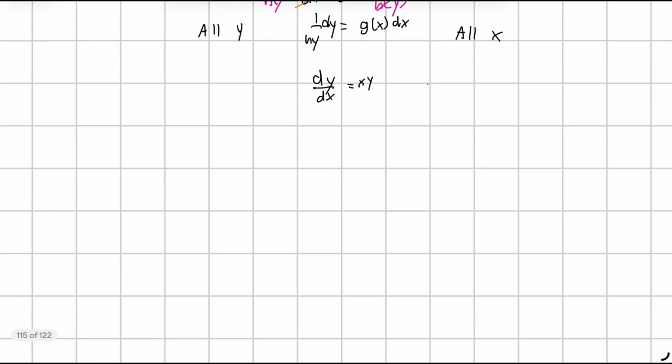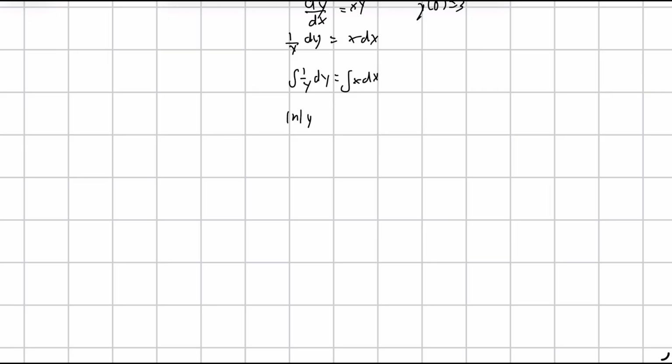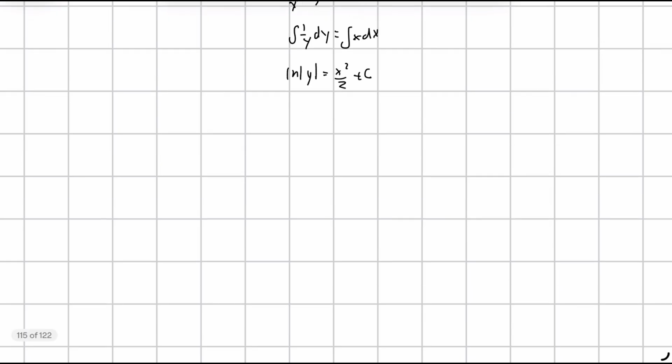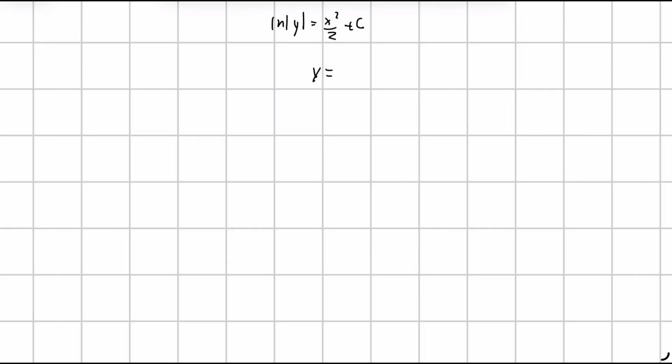So then we have y of 0 is equal to 3. So then let's just separate this. We get 1 over y times dy is equal to x times dx. So if we integrate this, we get the integral of 1 over y times dy is equal to the integral of x times dx. So then all you have is the natural log of y is equal to x squared over 2 plus c. So then if you exponentiate, you get that y is equal to ce to the power of x squared divided by 2.